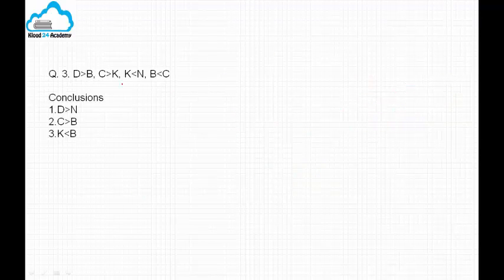Now third question. D is greater than B, C is greater than A. Now there is no sequence here. Please pay attention, there is no sequence. Commas are given between the relations. D is greater than B, C is greater than K, K is less than N, B is less than C. So what do we do here is, we form a tree.